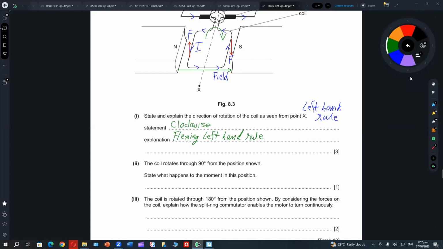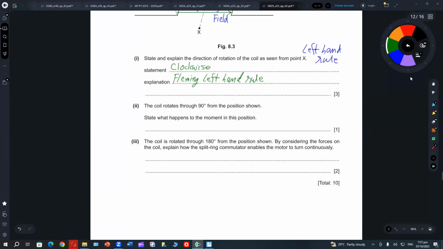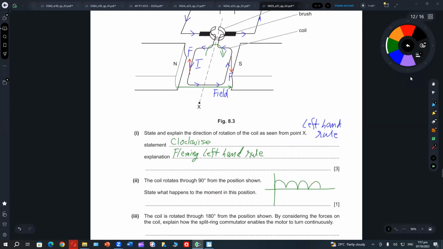The coil rotates through 90 degrees from the position shown. What happens to the moment in this position? When the coil becomes vertical, the moment is actually changing, and you have to remember that when a coil is moving, the moment changes like this. This is the moment graph I had drawn. The moment increases and decreases. So when the coil is 90 degrees from the position shown, the coil will be vertical between the plates.